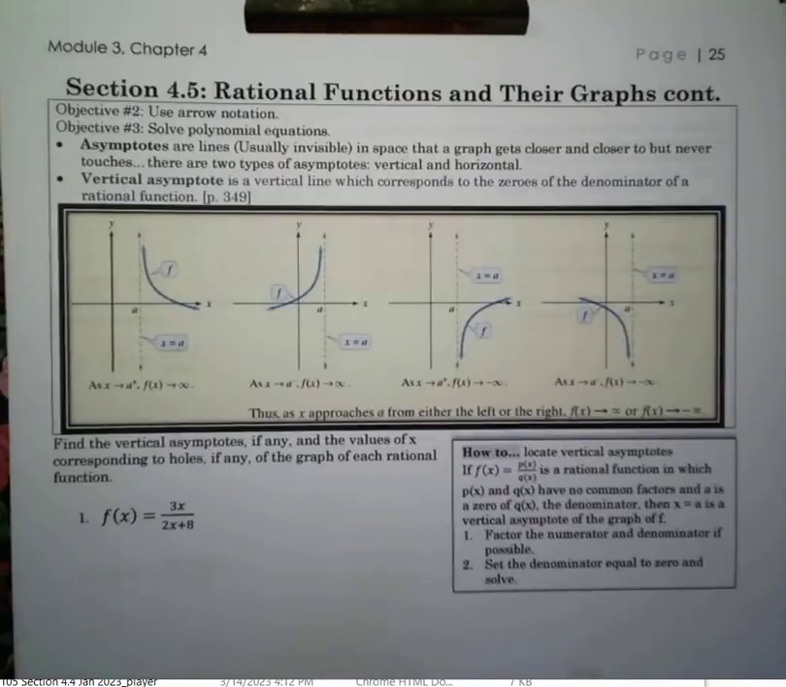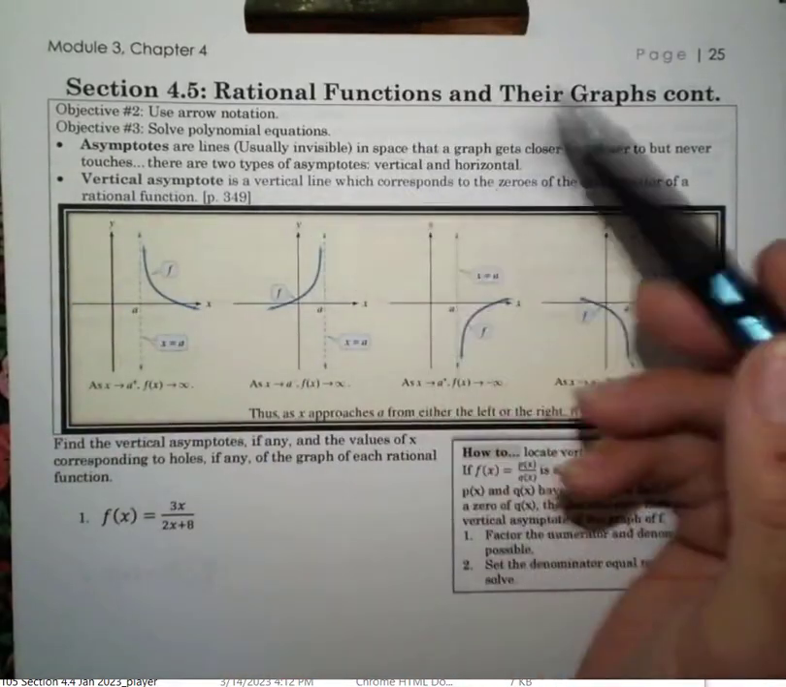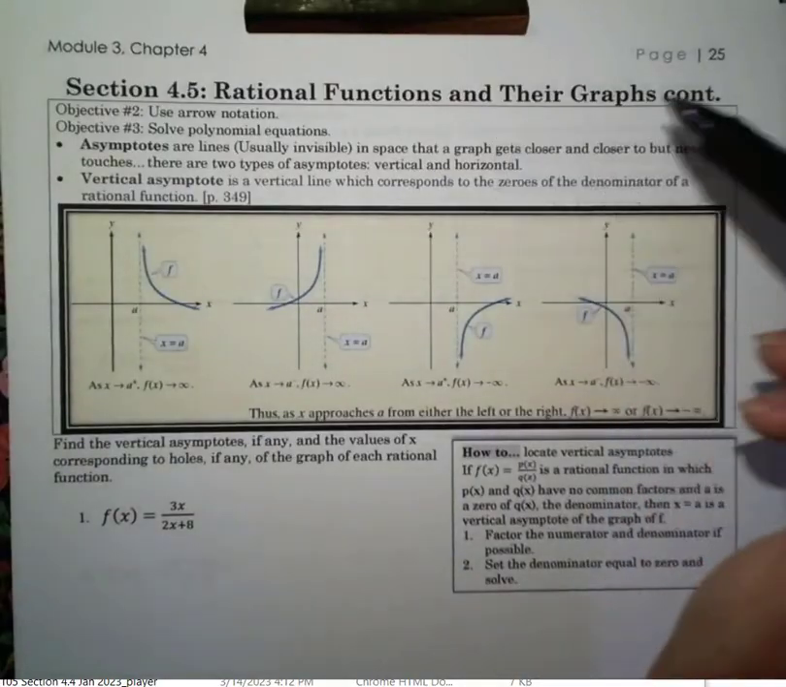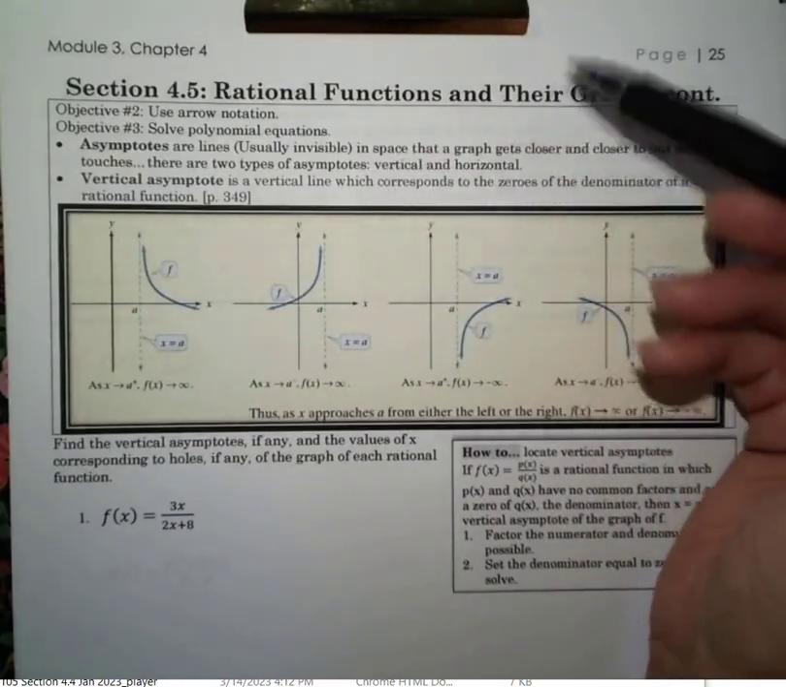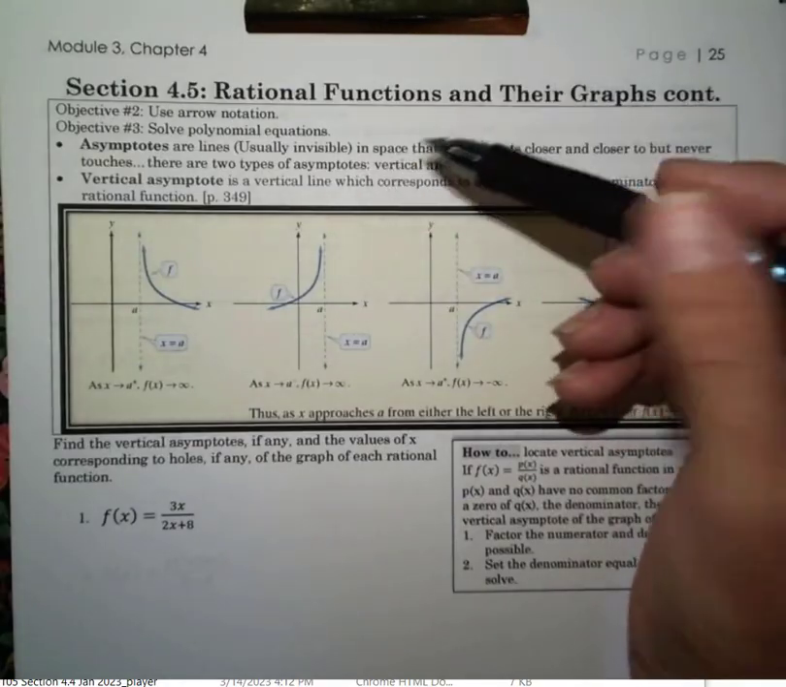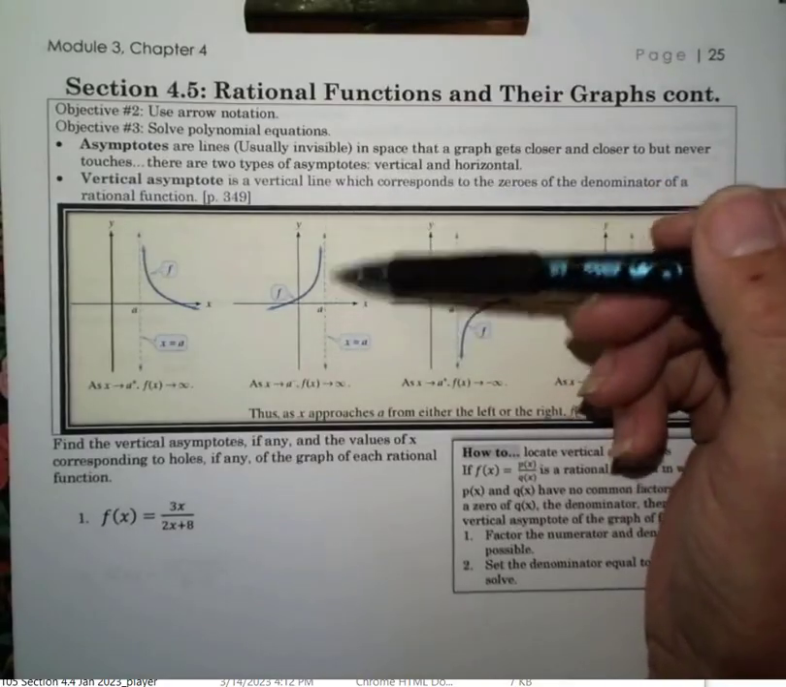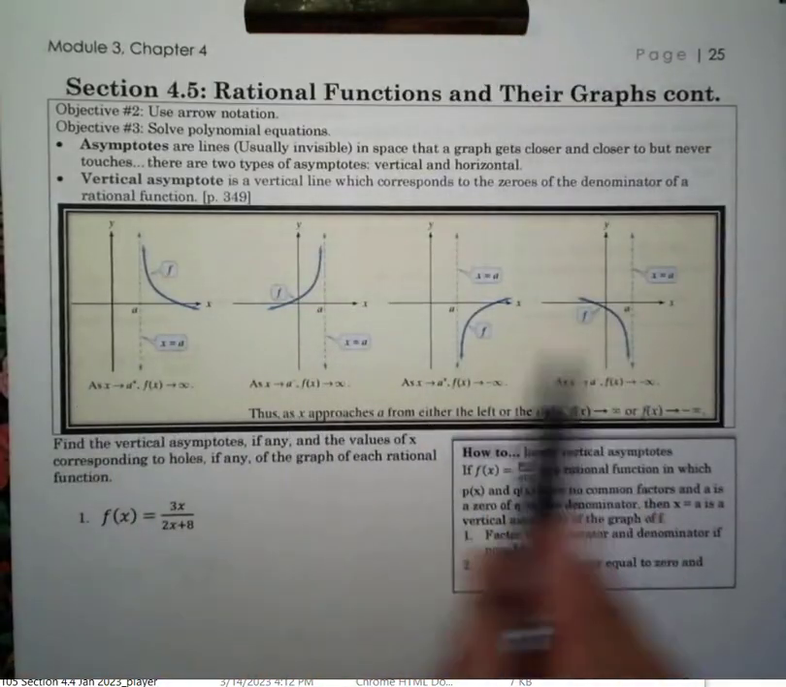Now for the next thing we have to talk about is something called asymptotes. And these are lines, usually we consider them invisible lines, that a graph gets closer and closer to, but it never really touches it. So we have a couple of types of asymptotes that we want to consider. We're going to talk about vertical asymptotes, which would be x is equal to a certain number, or horizontal asymptotes, where y would equal a certain number.